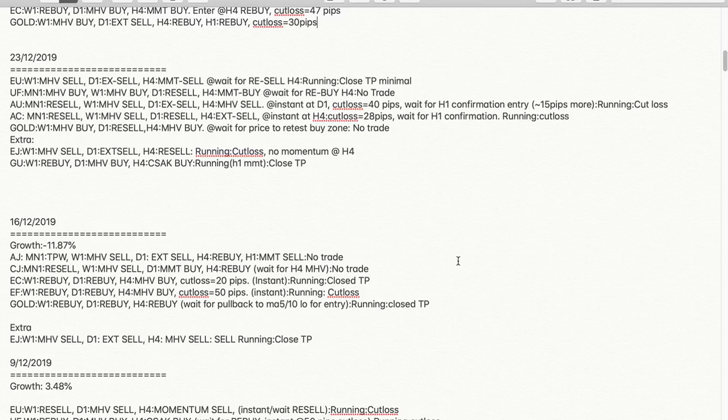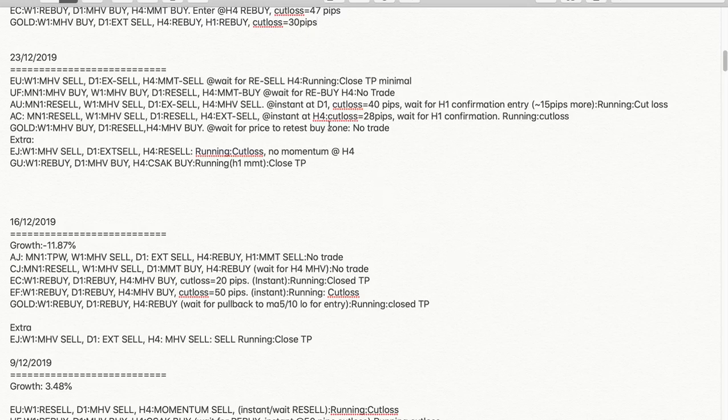We have two extra signals from the group, which is Euro JPY. We enter the trade. We cut loss on momentum buy on H4 because we are on entry sell. And then the next signal that we have was GBP USD and re-entry buy. We have entered this trade and we have closed TP.